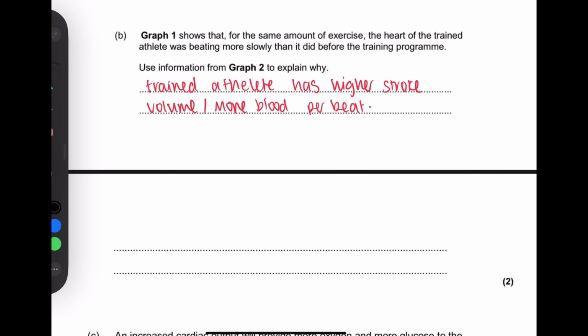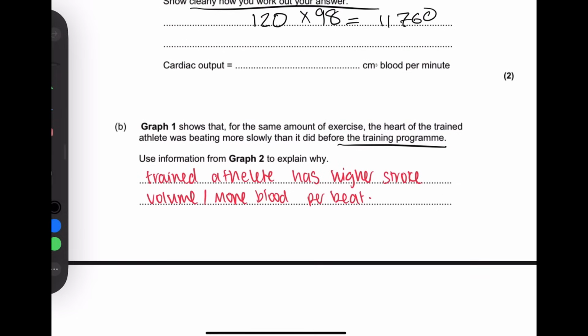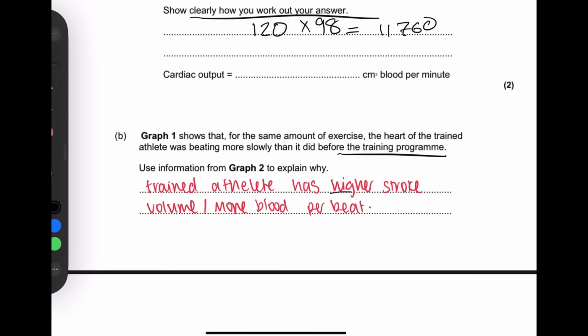So graph 1 shows that from the same amount of exercise, the heart of the trained athlete was beating more slowly than it did before the training program. You just explain why. So this is because the trained athlete has a higher stroke volume and more blood per beat.